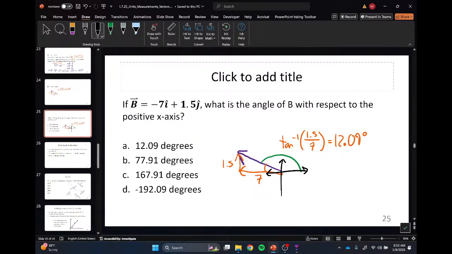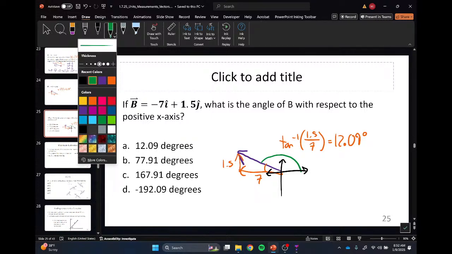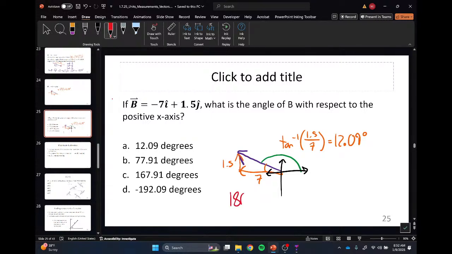And this is where you're going to use some geometry in this class. You need to remember that a straight line is 180 degrees. So if I do 180 minus this 12.09, if this angle is 12.09, 180 minus that is going to get me what I want. And that's going to be that 167.91.